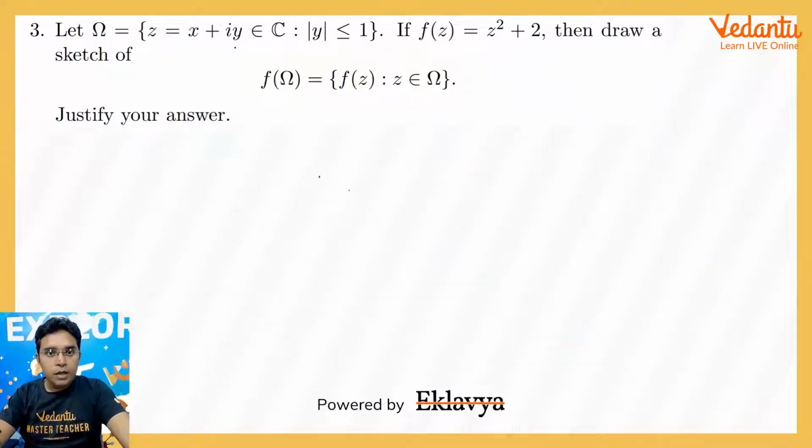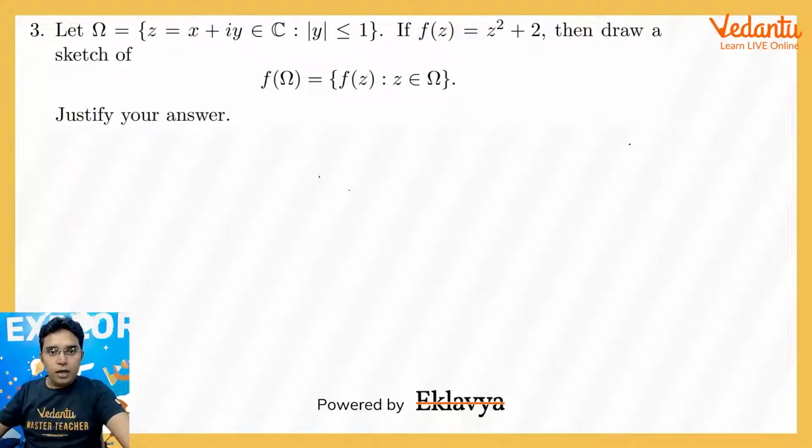Now coming to the next question, that is question number 3. This says omega is the set of z equal to x plus iota y belonging to the complex numbers C, with mod y less than or equal to 1, and f(z) is equal to z square plus 2. Then draw the sketch of f(omega), equal to f(z) such that z belongs to omega.